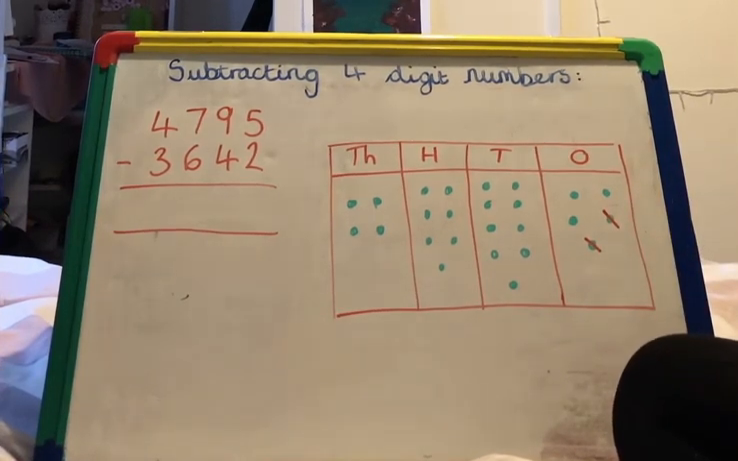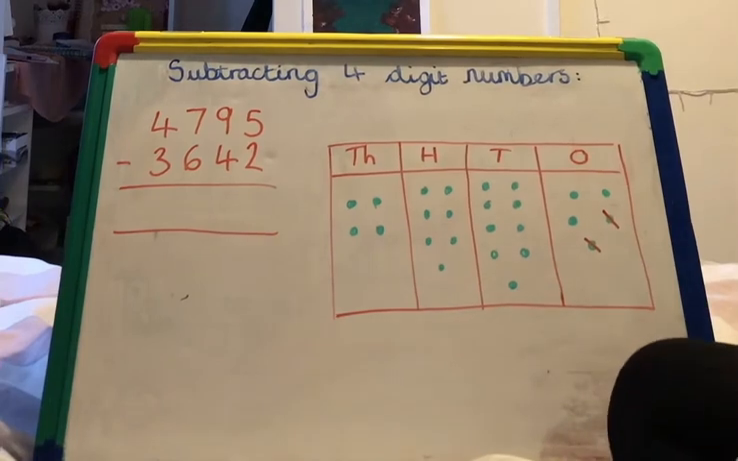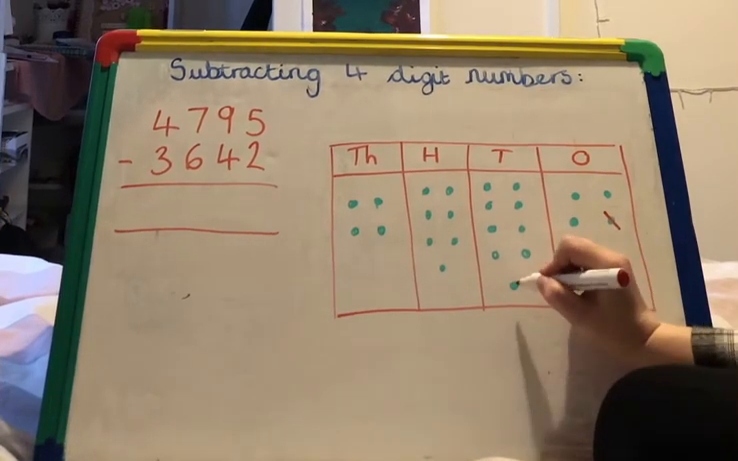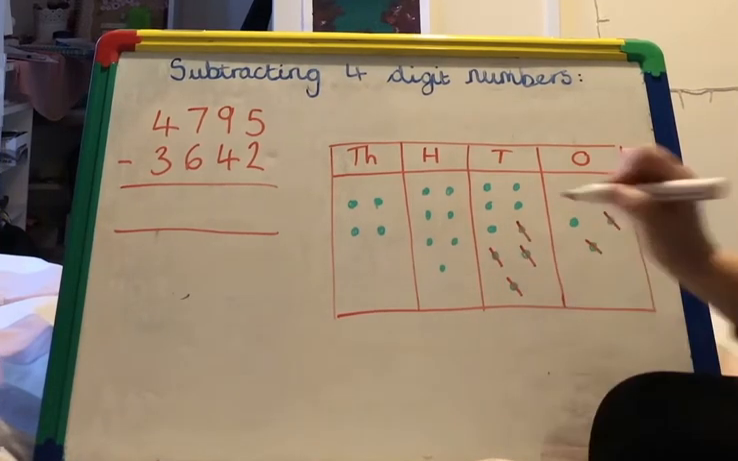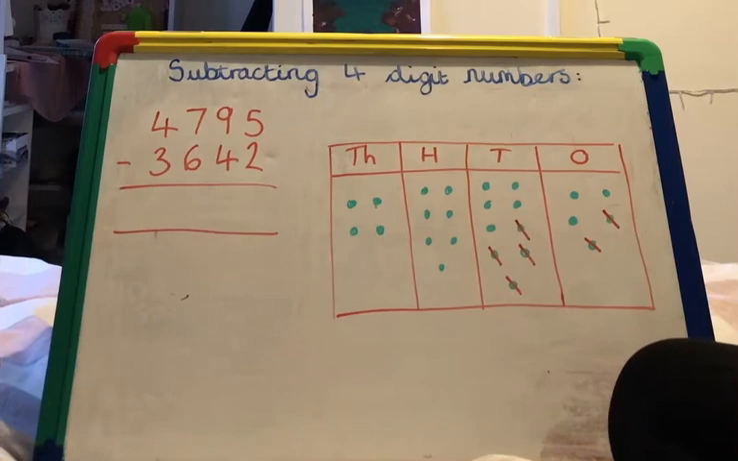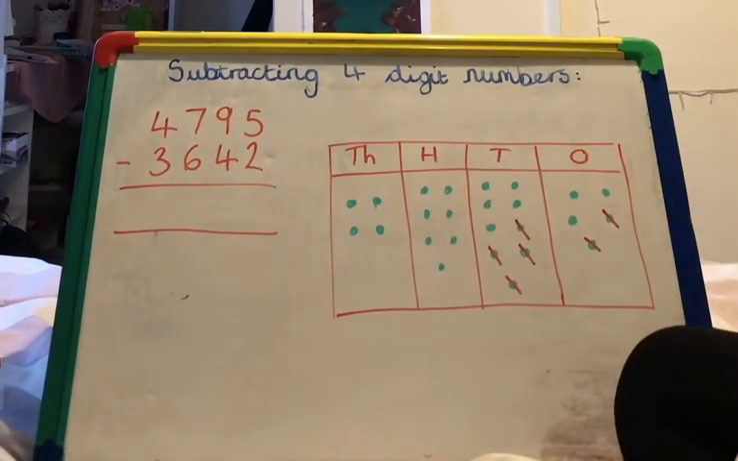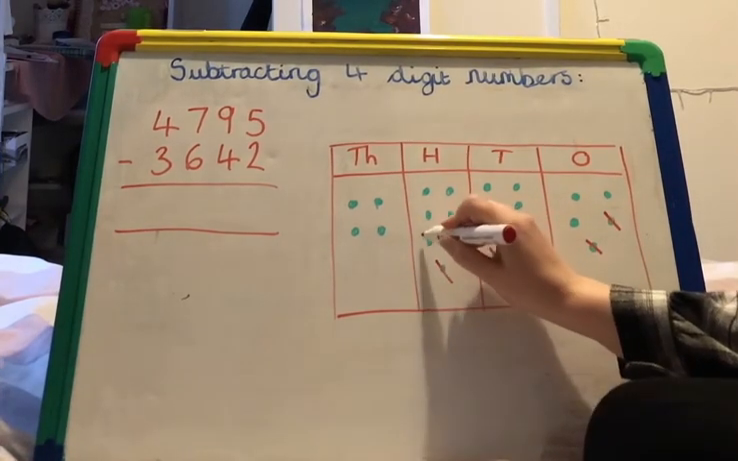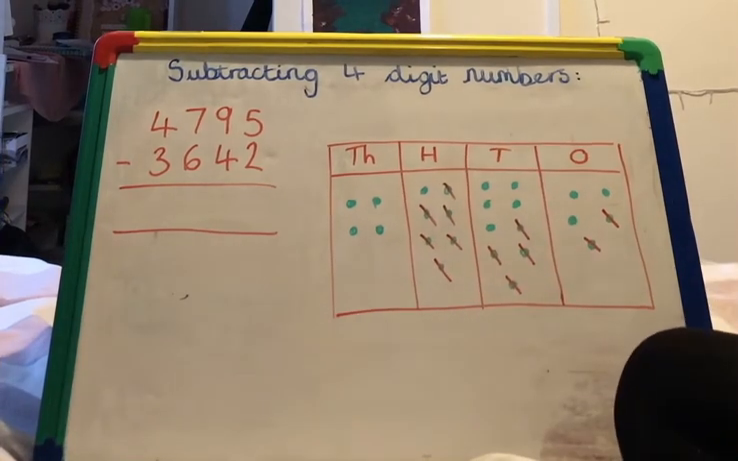Super. Next, I'm going to look at my tens column and it's asking me to take away 4 of those 9 tens. So I'm going to come to my tens column. I'm going to take away 1, 2, 3, 4. Next, I'm going to go to my hundreds column. It's asking me to take away 6. Okay. 1, 2, 3, 4, 5, 6.